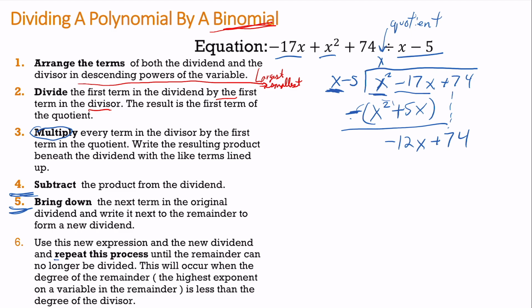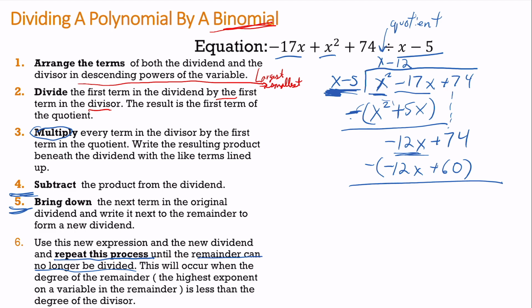We then repeat this process. This is an iterative process, meaning it repeats. And we do this until the remainder can no longer be divided by our divisor, which is x minus 5. So what do I multiply x by in order to make it look like negative 12x? Well, that's a negative 12. Negative 12 times x is a negative 12x. Negative 12 times negative 5 is a positive 60. And then I subtract.